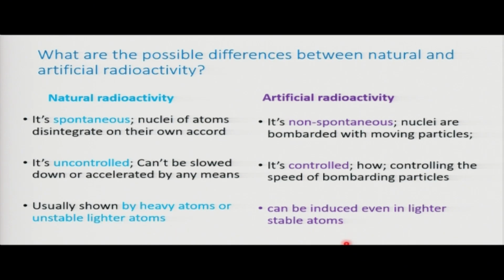Whereas in artificial, you just get stable and induced. They can be heavy or they can be lighter because this is under your control. But for natural, they are normally heavy or lighter but very unstable. So the aspect in natural is they are unstable. The aspect in artificial, they are stable. So those are the differences that we can look at.